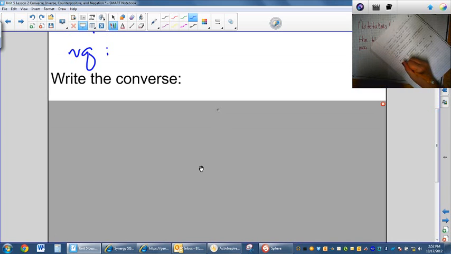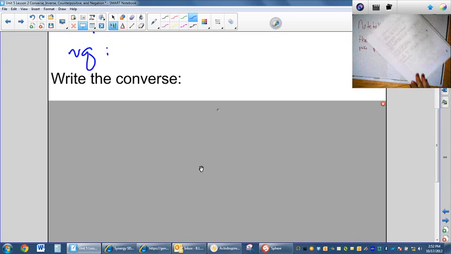So this is where having that little logic table is helpful. So the converse, what does it say over there? It says if Q then P. Well, over here I have Q and P, so I should be able to write it. So I'd like you to please write the converse.